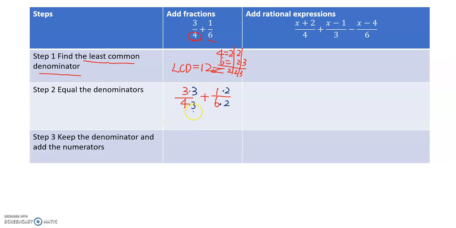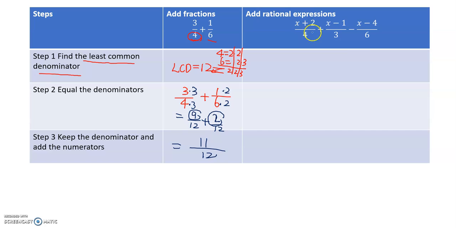So now we have the common denominator, which is 12. On top, we have 9 over 12 and 2 over 12. So now we can keep the common denominator 12 and add the numerators. 9 plus 2 gives us 11. So that's how we add fractions.